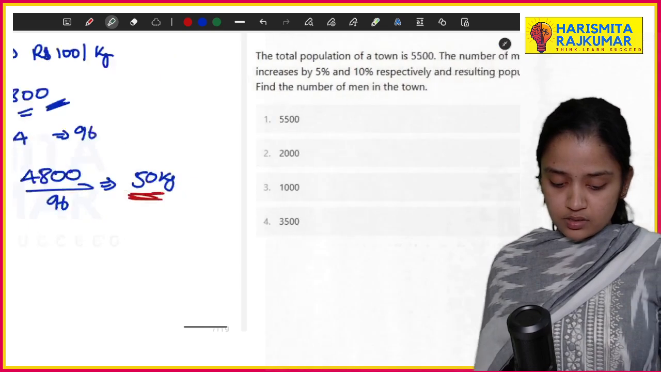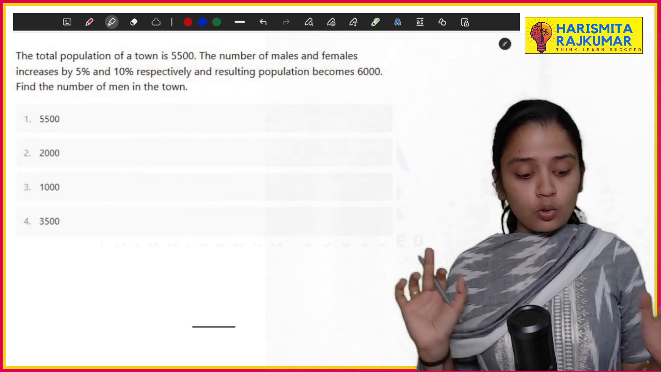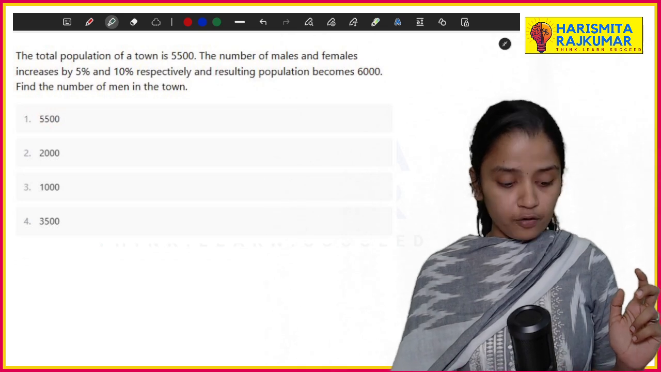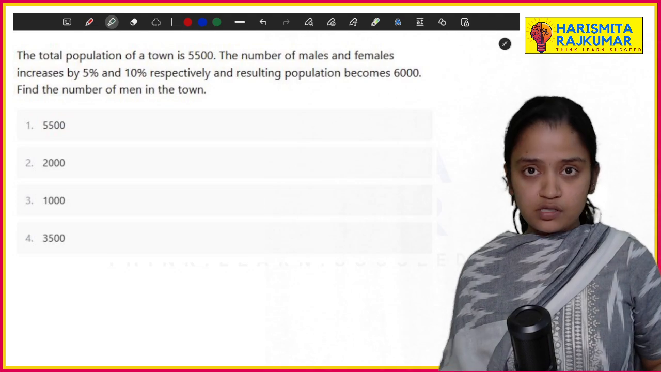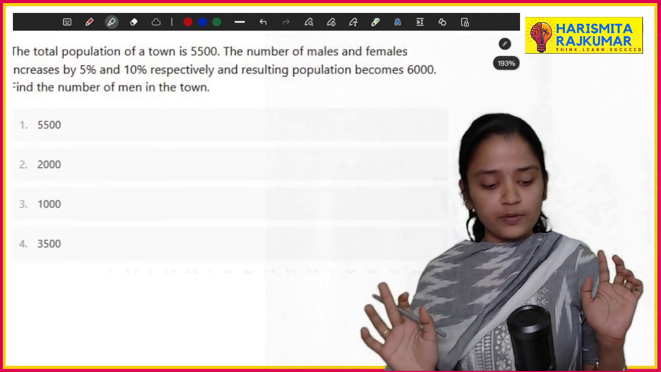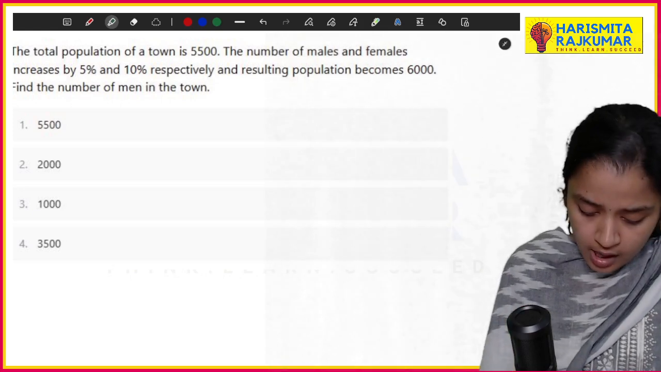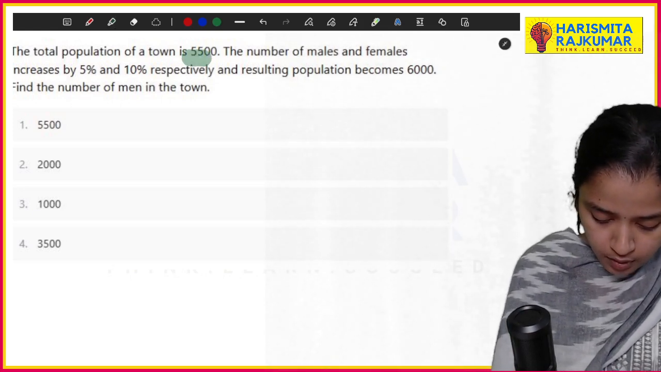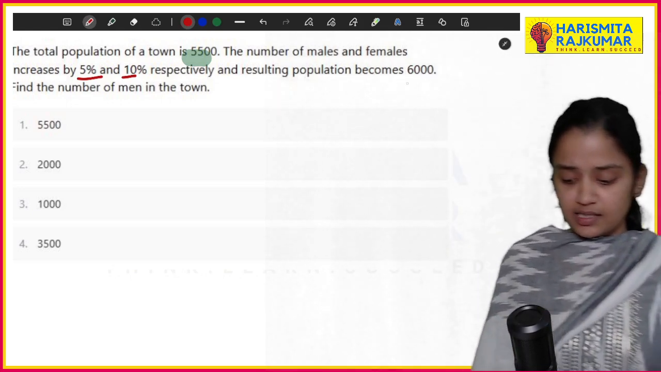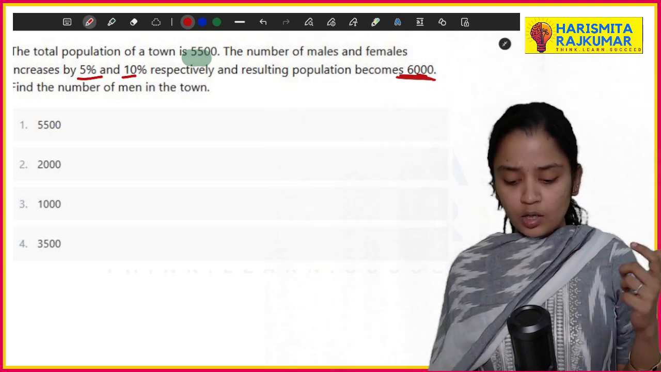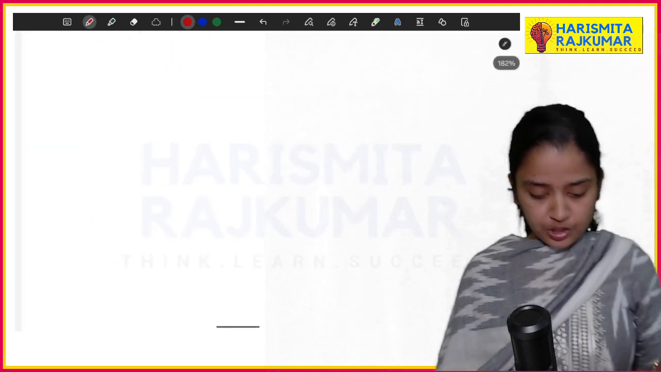Now let's go to another one. The total population of a town is 5,500. I have just zoomed it now. The number of males and females are increased by 10%. So after increasing, the resulting population is this. Now they asked us to find the number of men.